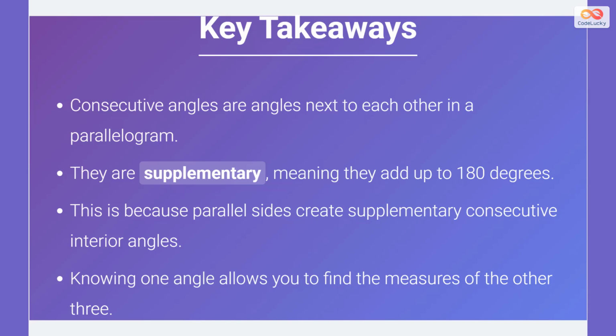To summarize what we have learned, consecutive angles are those that are next to each other in a parallelogram. These angles are always supplementary, which means their sum is 180 degrees. This rule comes from the properties of parallel lines and transversals. By understanding this, if you know just one angle in a parallelogram, you can figure out all the others.